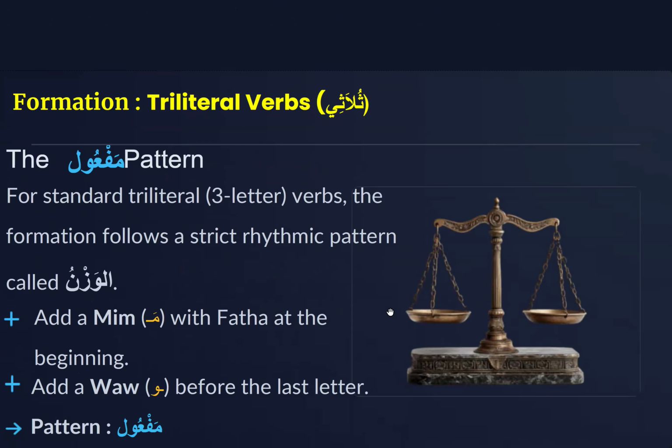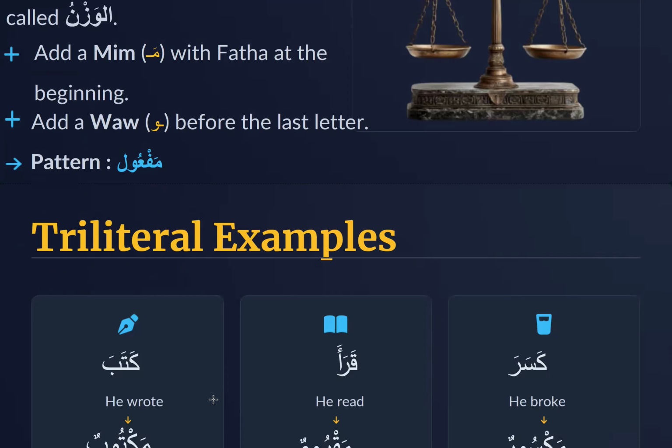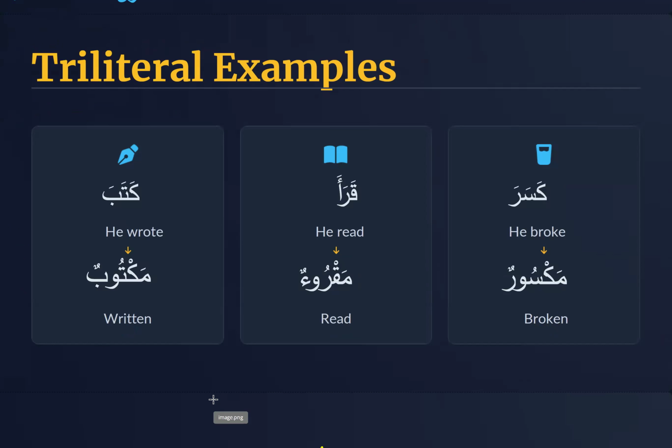So the pattern for it in thulathi verbs, it will follow the maf'ul pattern. For the standard trilateral three-letter verbs, the formation follows a strict rhythmic pattern called al-wazn. And the wazn here is maf'ul. So we have ma with the fatha at the beginning and then waw on the second last letter. So the pattern is maf'ul. That's the wazn.